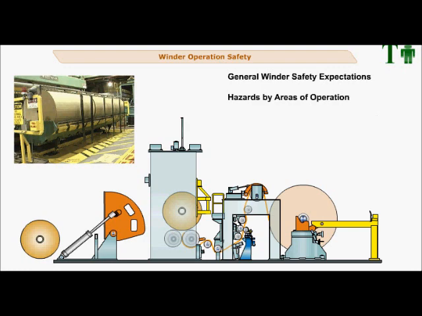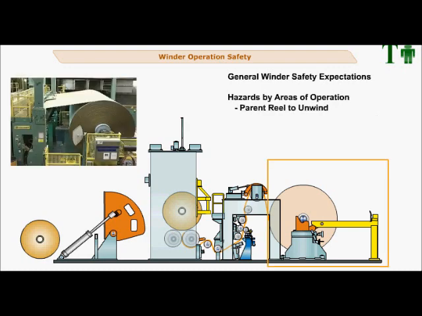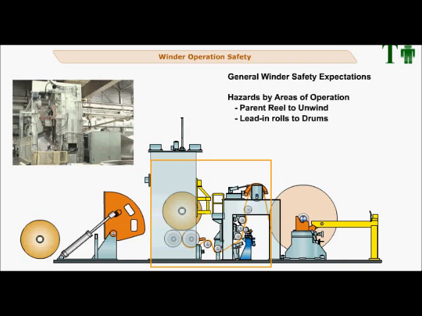The hazard by areas of operation portion of this CBT goes into greater details of hazards associated with the specific areas of the winder. These areas are broken down into the following 3 areas: the parent reel through the unwind portion of the winder. This would include, but is not limited to, the broke holes, reel rails, and spools, as well as the process of chucking up the parent reel. The lead-in rolls to drums area of the winder, which would include, but not limited to, nips and pinch points, slitters, core chucks, cut-off knife, roll ejectors, and other components in the area. This also addresses sheet break cleanup, under-winder access, and accessing drums.